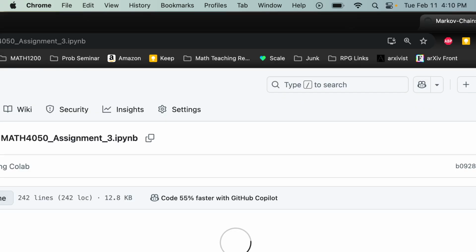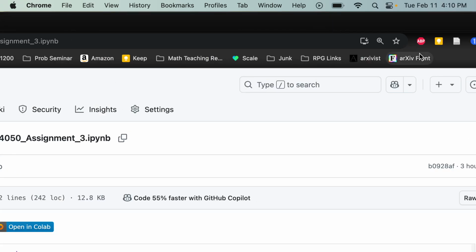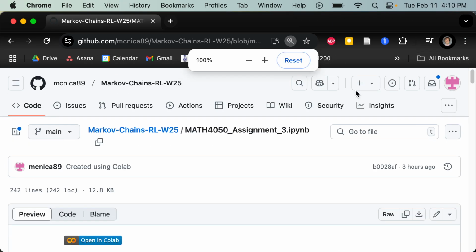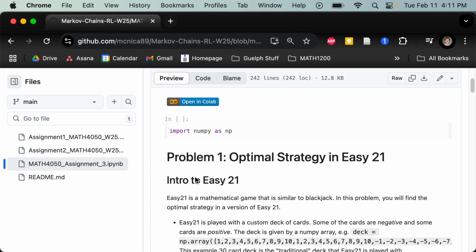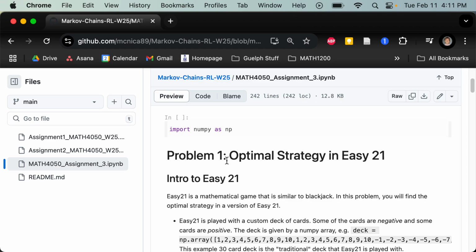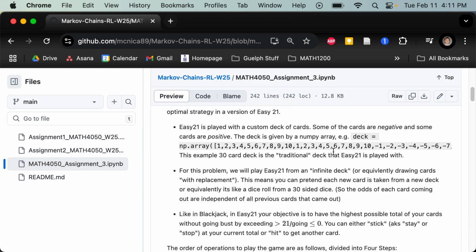Okay. Here is assignment 3, which will be due a whole week after reading week. So I guess if you don't want to start it now, you can wait till after reading week. There are 2 problems. One of them is finding the optimal strategy in EZ21. EZ21 is like a variant of blackjack. This is very similar to what we did with the pig problem. You can either hit or stay at any given time. Yeah, that's what you have to do.